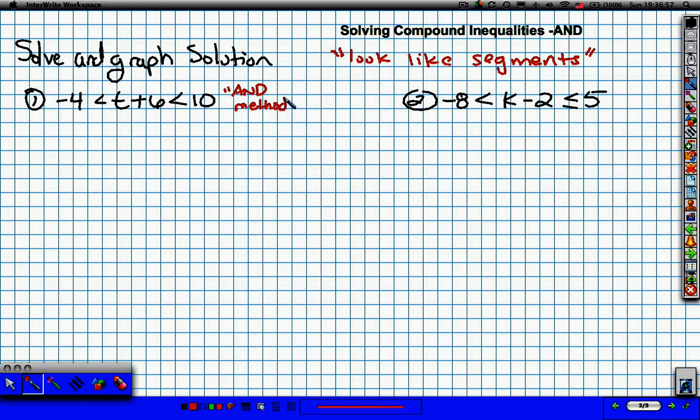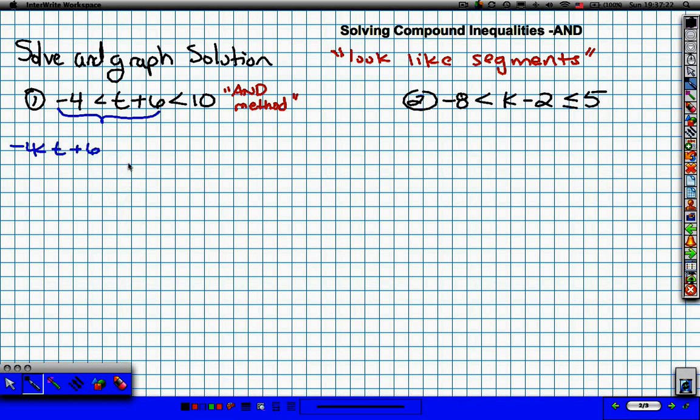because when we solve it this way, we actually split up the compound inequality into two separate inequalities and write the word AND between them. So let's go ahead and get started. So the way we would split it up is if we look at this left side, if I look at just this part of my original problem, if I ignore this less than 10 here, this would be my first inequality. -4 is less than t plus 6.